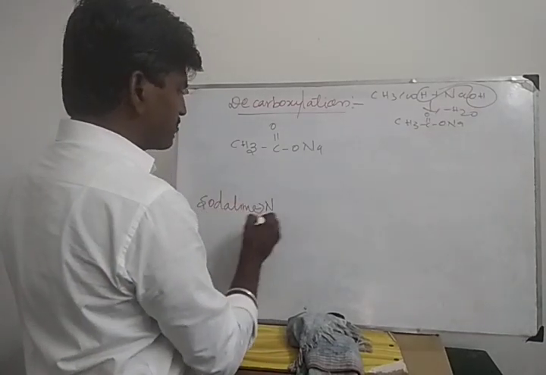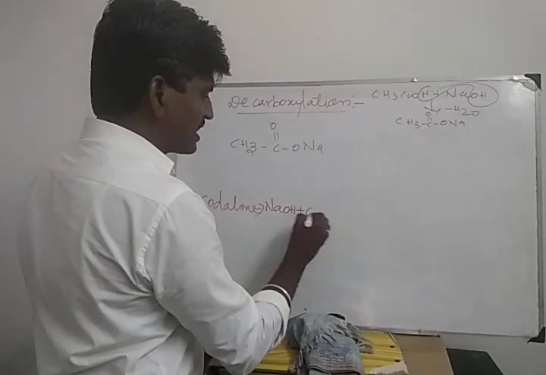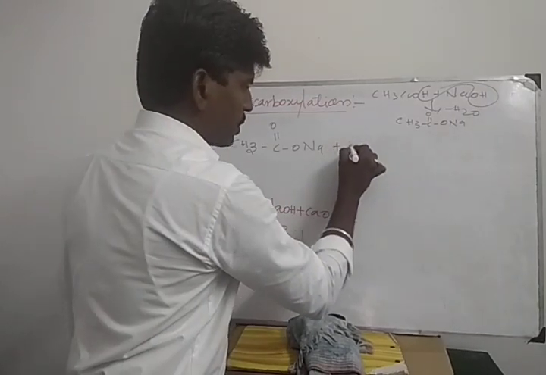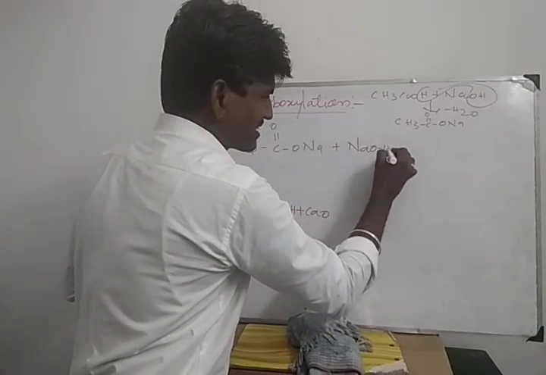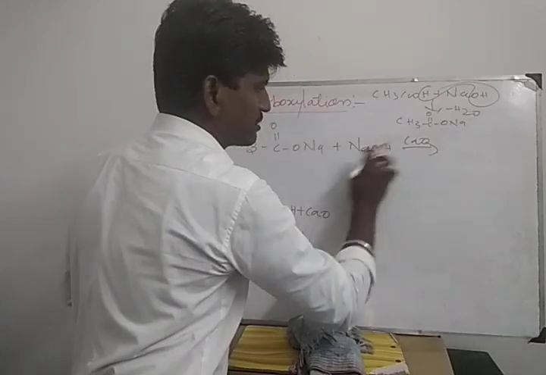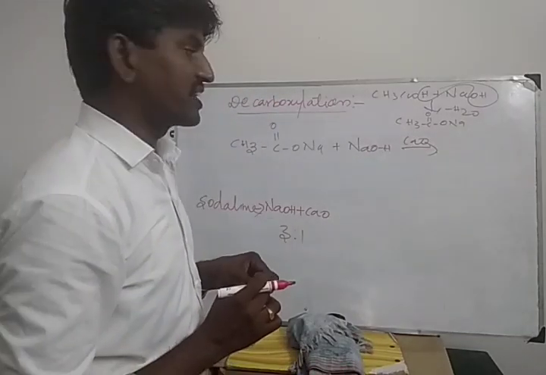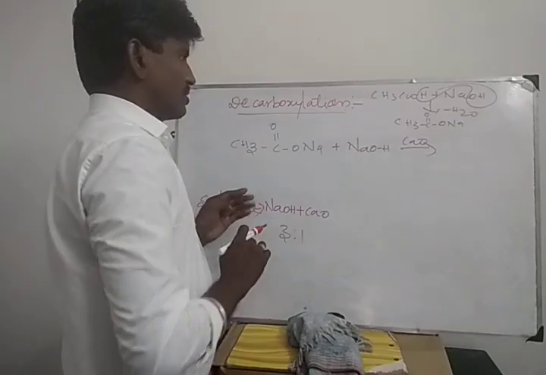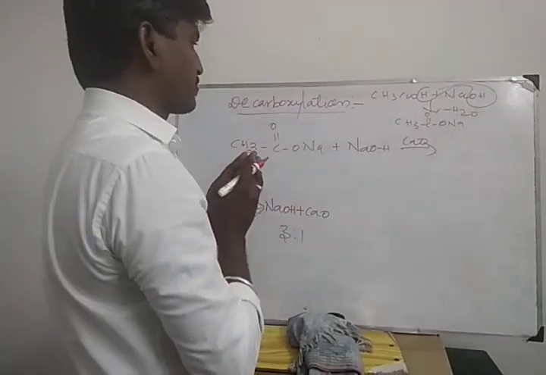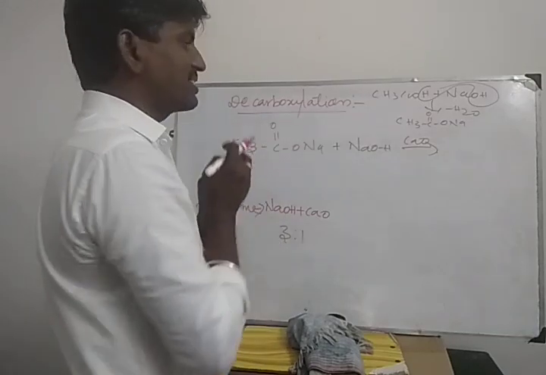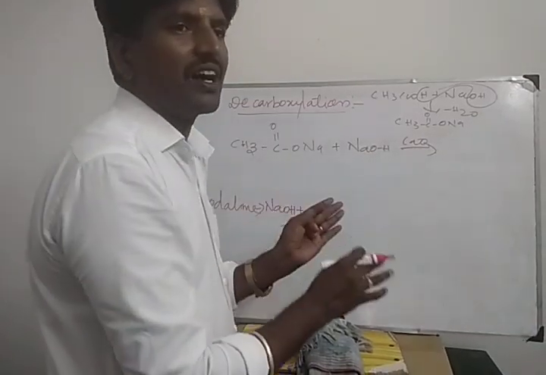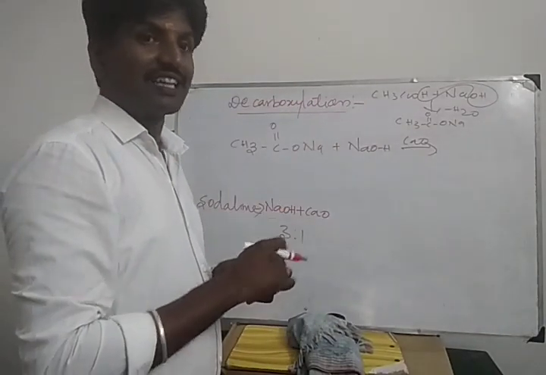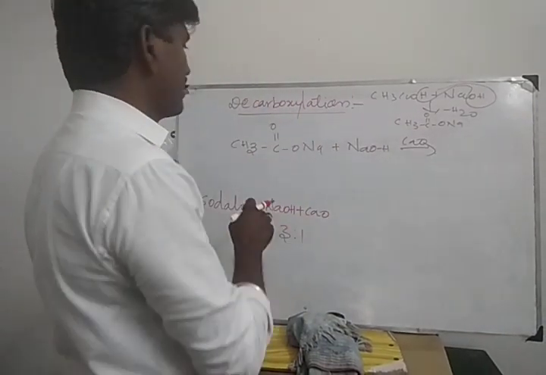What do you mean by soda lime? A mixture of sodium hydroxide and calcium oxide. Its ratio is 3:1. Sodium hydroxide in the presence of calcium oxide, this mixture is called soda lime. When we do the decarboxylation process on a salt, this salt becomes a hydrocarbon. This is a step down process in conversion. I will explain it later.